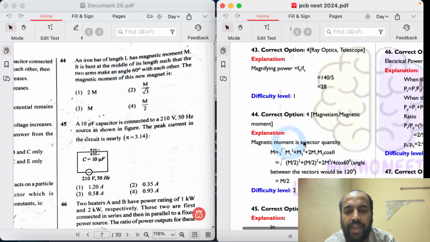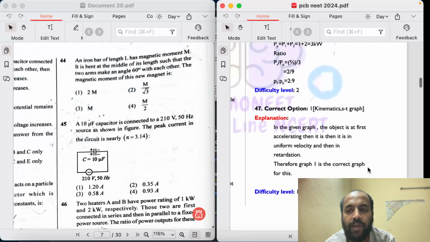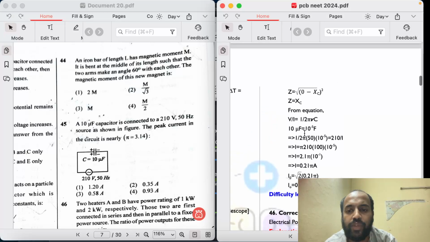If I find out I, I can put it here and then find out what my peak current I naught is. For finding I, we use the formula V by I is equal to XC, where XC is the reactance, so it will be 1 divided by 2 pi nu C, where nu is the frequency. If you simplify this, you can pause the video and look into the calculation. You'll get the current to be 0.21 pi amperes.